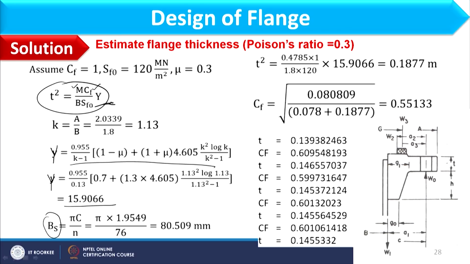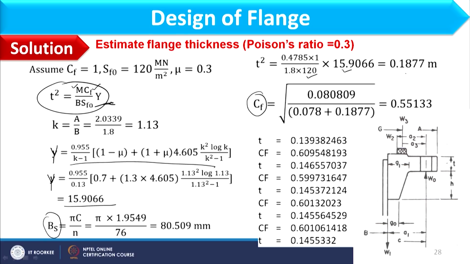I can find Y as 15.9066, and then we can calculate the thickness of flange, that is T square is equal to 0.4785, that is M, into Cf, which I have taken as 1 as initial guess, divided by B into SFO into Y. So, T comes out as 0.1877 meter. Considering this T, we will find out the revised value of Cf, which is given as Bs by 2D plus T.